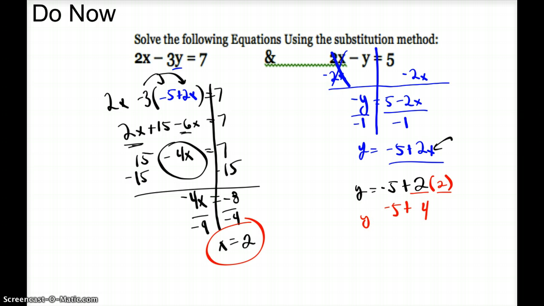Oops, let's put that back. Our y is -1 and our x is 2. Make sure they are an ordered pair. That's how our answers should always look.